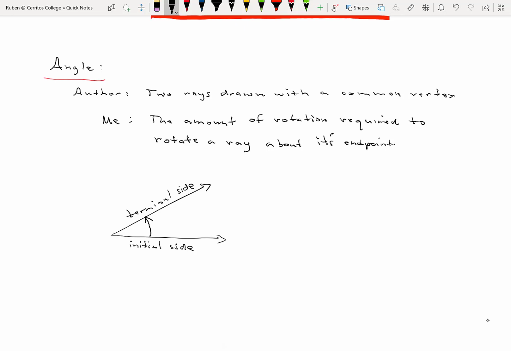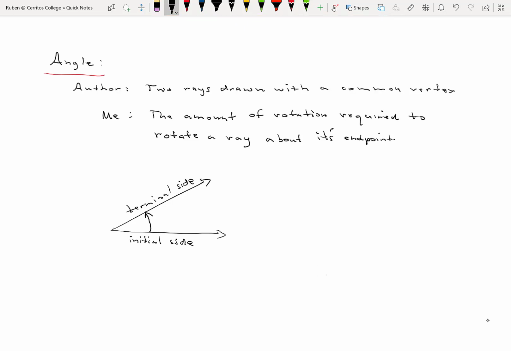I think it's important to use a type of definition that includes the concept of rotation, physically rotating something, because we're heading toward calculus. We're looking for ultimately the mathematics of motion and change, and we're changing the position of one ray from one position to another.